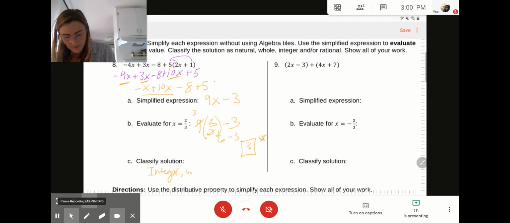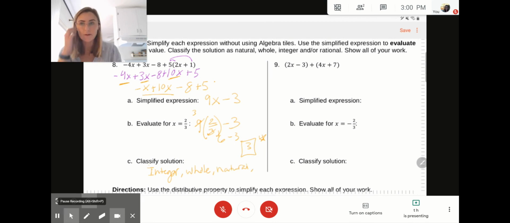I also know this number is a whole number. I also know this number is a natural number. And 3 could also be a rational number. If I write it as 3 over 1, that's still a fraction.